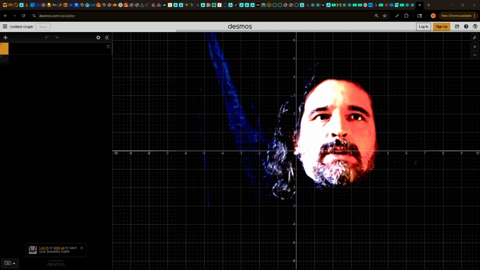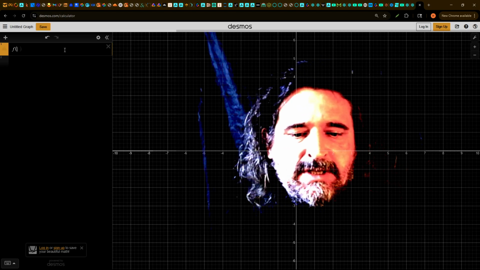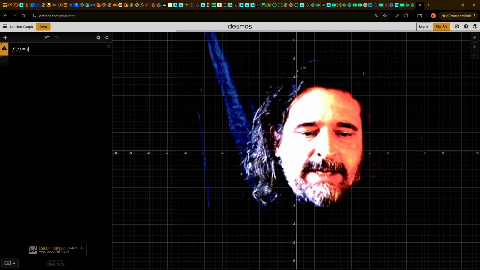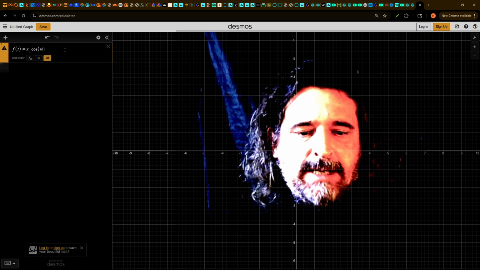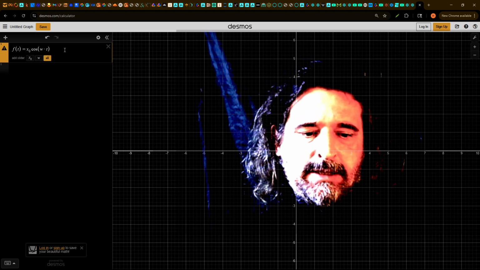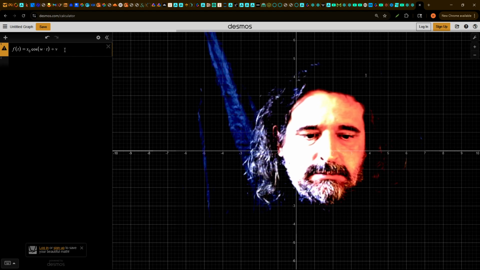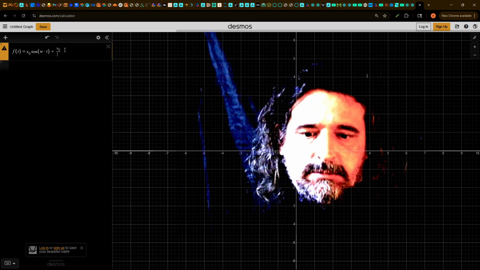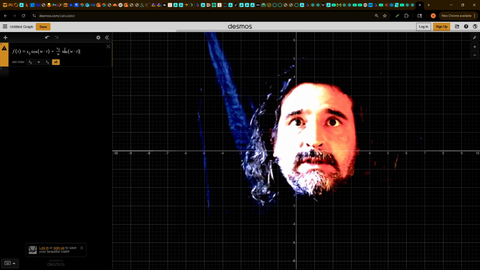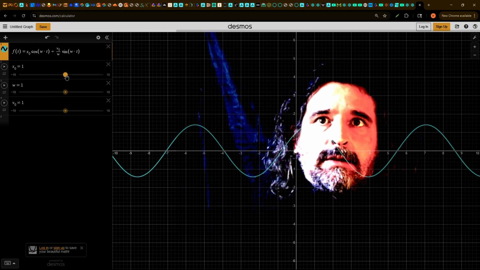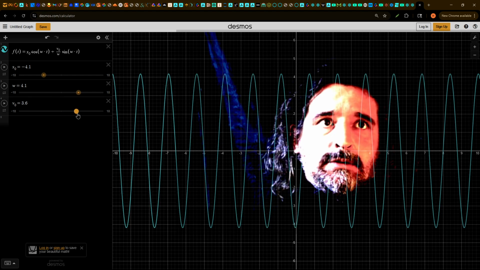So if I plot, I'm going to define some f of t. It's going to be my displacement. It's x naught cos of omega t plus v naught divided by omega times sine of omega t. And I put all of this, and now I can change x naught and omega and v naught.